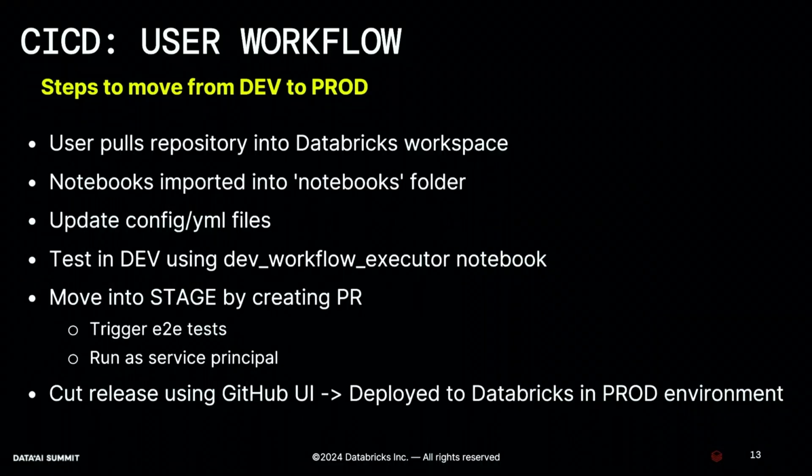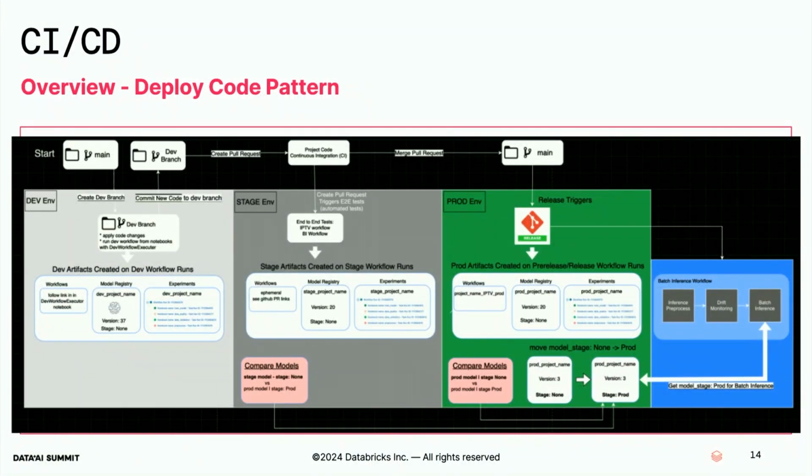So I want to talk through that CI/CD real quick. This is the diagram for it. Those words are just capturing what I'm about to say. When we start out, you're on main. You have your fresh new repo. You create your dev branch. You run the changes on your dev branch using what we call our dev workflow executor. That creates your dev workflows, your model registry, and your experiments in dev. Once you're happy with how everything's looking in dev, you commit that code to your dev branch, and then you create a pull request.